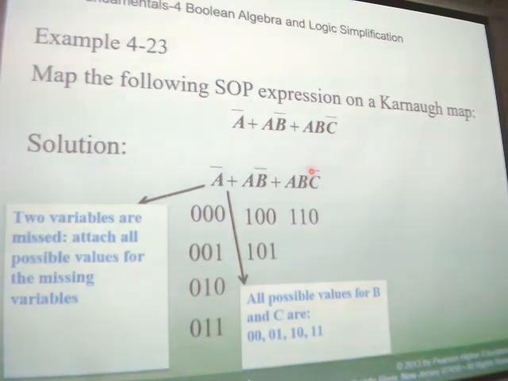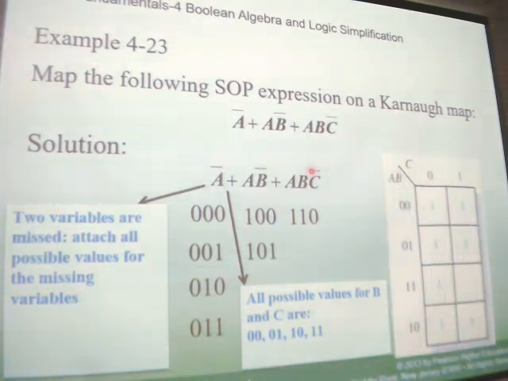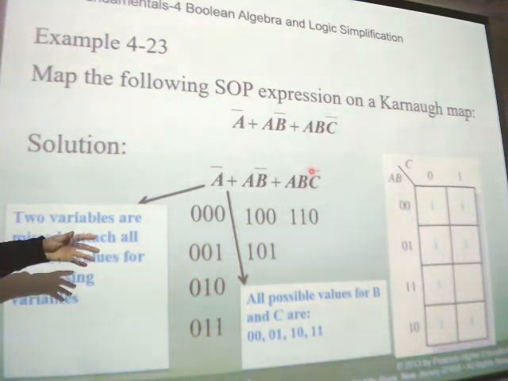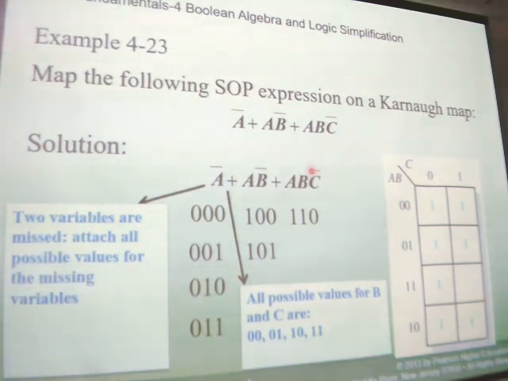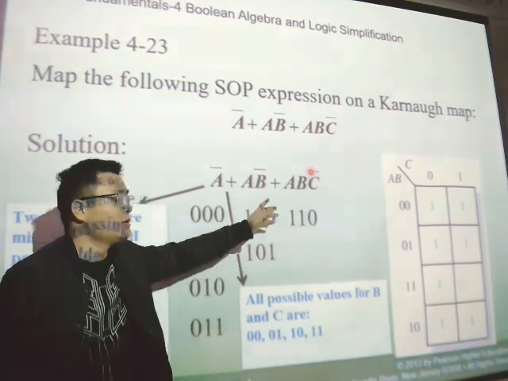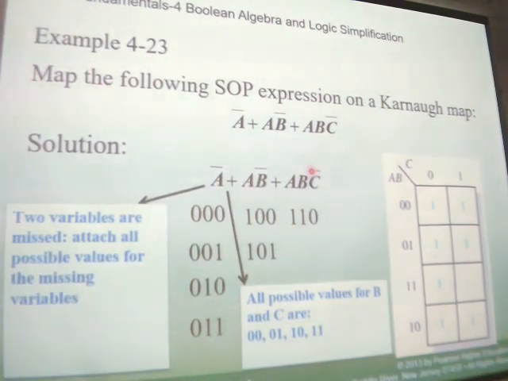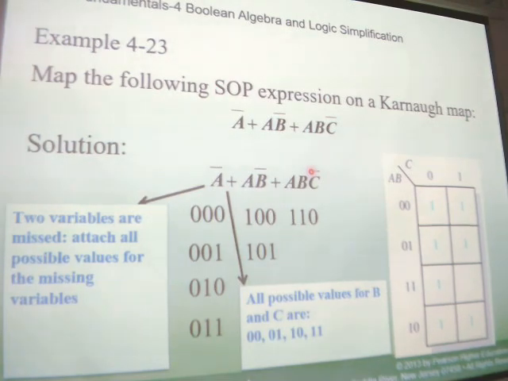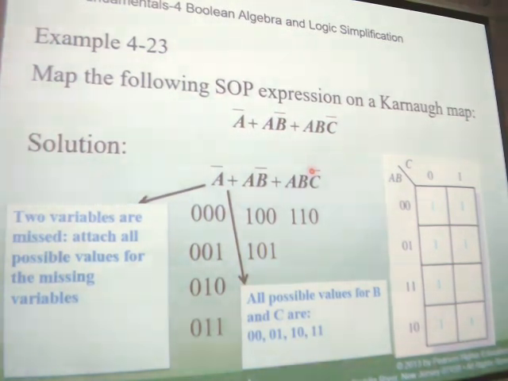So there are six ones on the Karnaugh map. Or seven: 1, 2, 3, 4, 5, 6, 7. There are seven ones on the Karnaugh map.